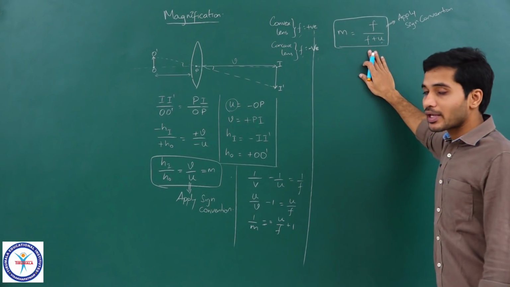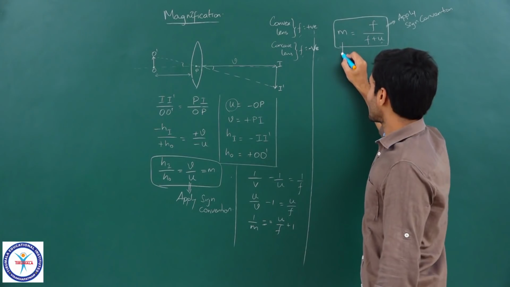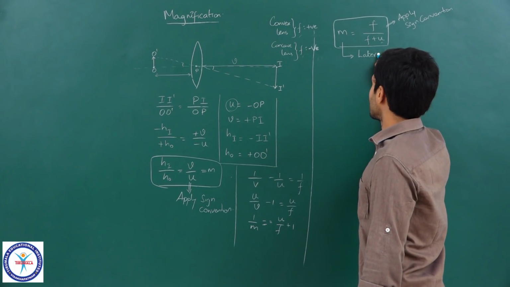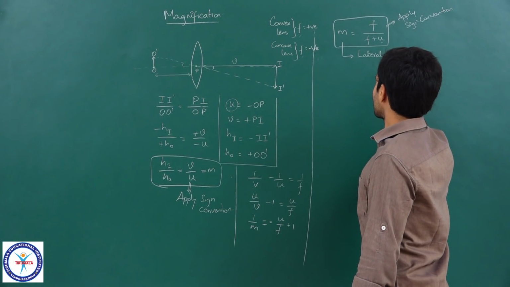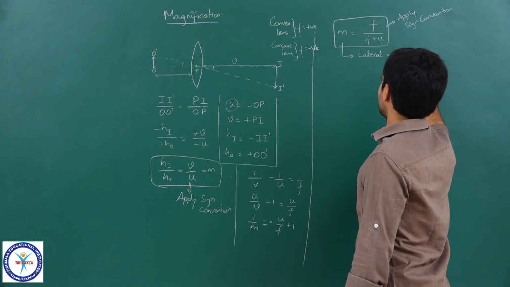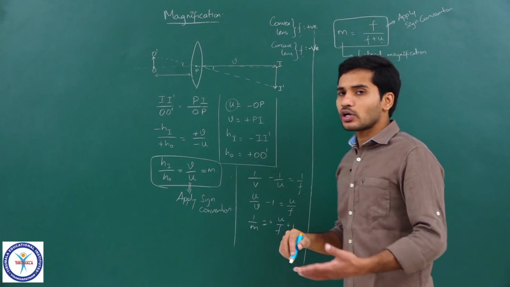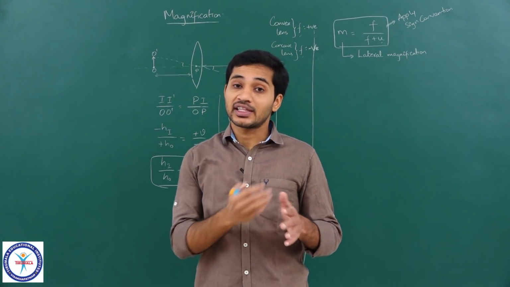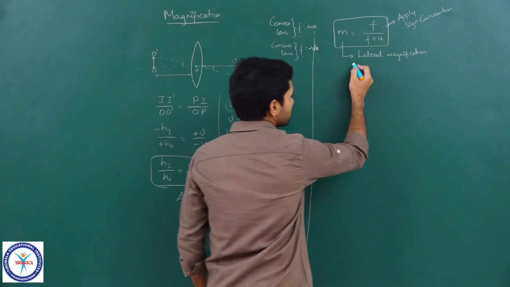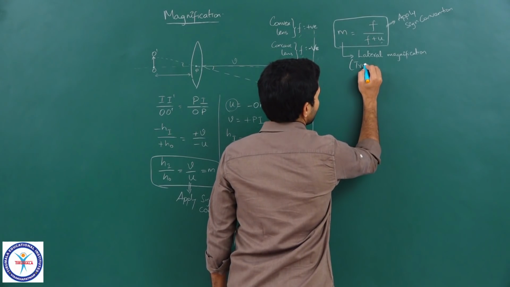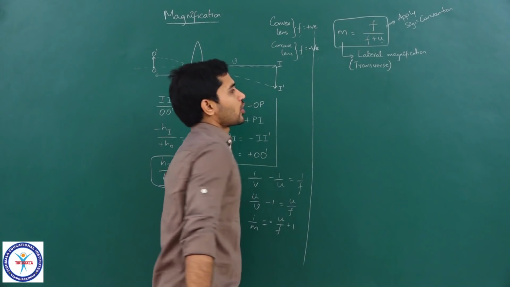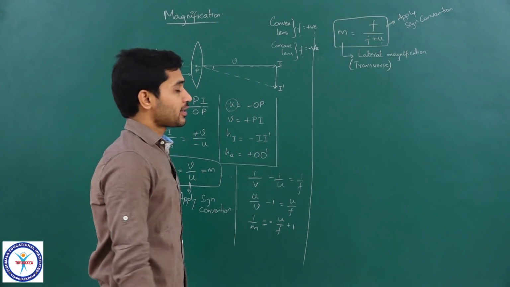Remember that whatever magnification we have derived here is basically the lateral magnification. You know what lateral magnification means? Perpendicular to the principal axis. So it is called lateral magnification or transverse magnification also, clear. Transverse is another term which we will be using for it. Okay, so that is it students about lateral magnification.